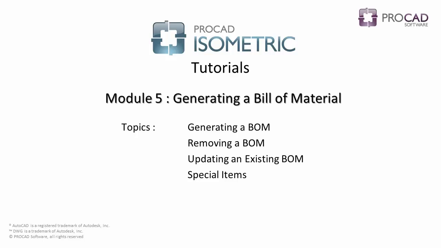Module 5, Generating a Bill of Materials, covers the following topics: generating a bill of material, removing a bill of material, updating an existing bill of material, and special items. Once the dimensioning is completed, we can then create a bill of material.